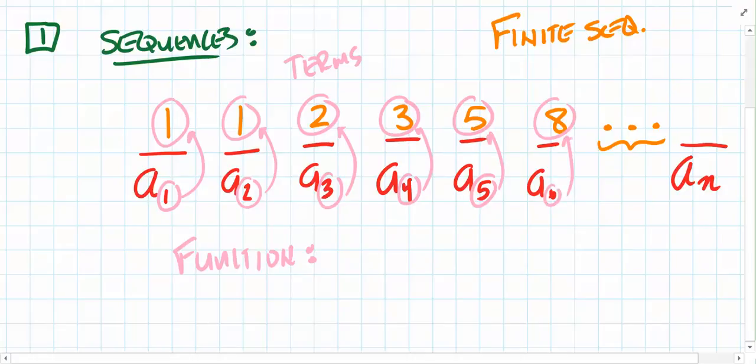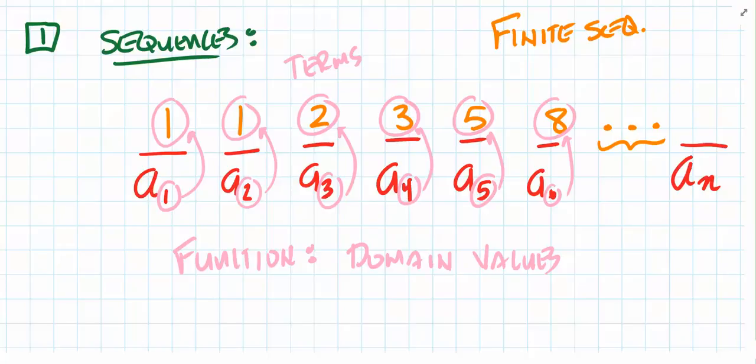So these numbers that we're putting in, these little tiny subscripts, are your domain values. When you think of functions, you think of inputs and outputs. The inputs are all your x's, your outputs are all your y's. So in this case, the inputs are all the subscripts and the outputs are all the term values. Does that make sense so far? Okay, awesome. We're on the right track.